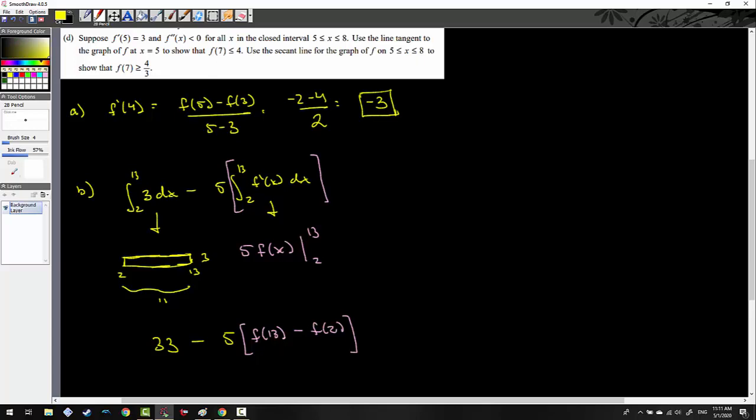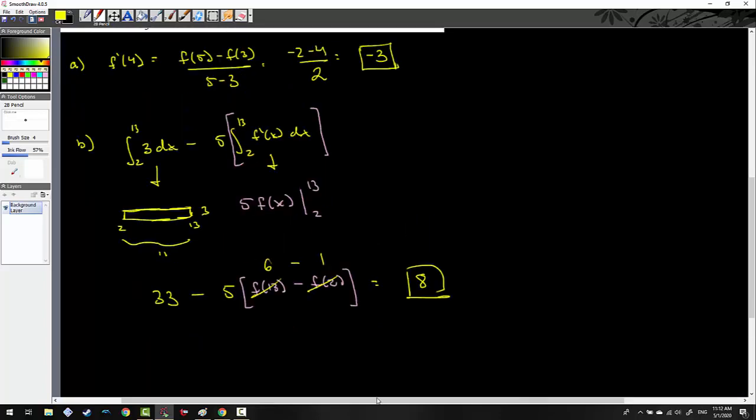So from here we just have to figure out what these numbers are. Well, what's f of 13? Well, f of 13 is 6. f of 2 is 1. So again, I could just leave it like that if I wanted to. Leave it as 33 minus 5 parentheses 6 minus 1. But at the end of the day, if you decide to simplify it, you will end up getting 8 as your answer. So far, it seems like a pretty straightforward FRQ. We haven't gotten to D yet, but we will.